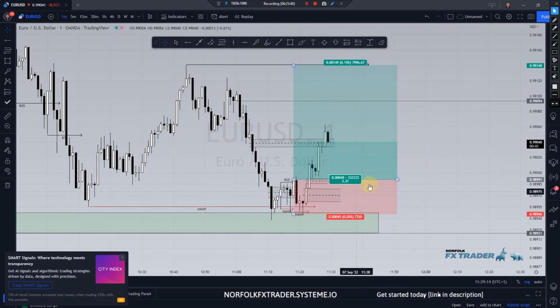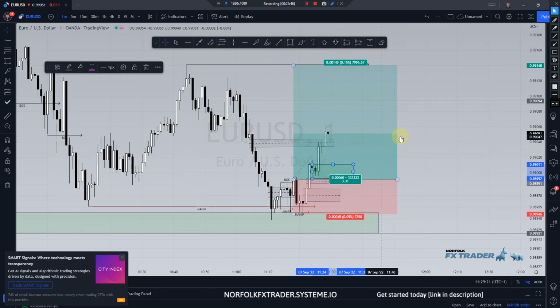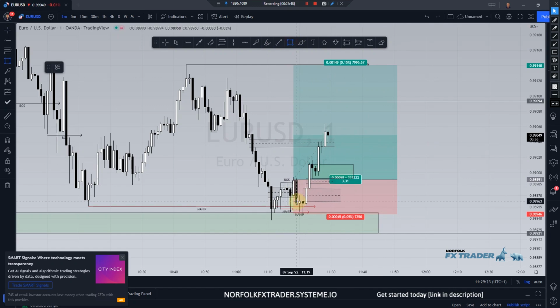Now on the way up, not just those imbalances, we have areas of demand as well. So we have a rally-base-rally demand zone. We've now created this push up. Now for me, this small candle indecision, I do not like it as a demand zone. I prefer this as a demand zone. So we could have a pullback here at some point for an entry long.